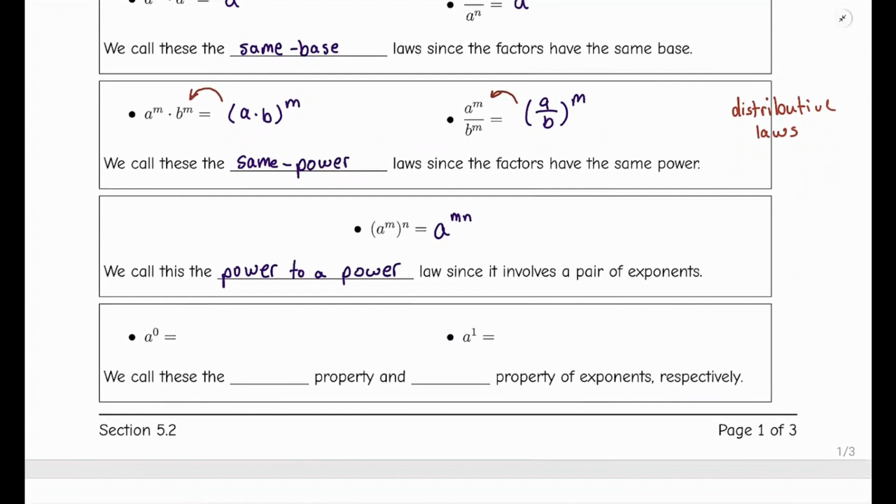Then finally, we have a to the 0 power is 1, except when a is equal to 0, then it is undefined. And a to the 1 always equals a. We call these the null and identity property of exponents, respectively.